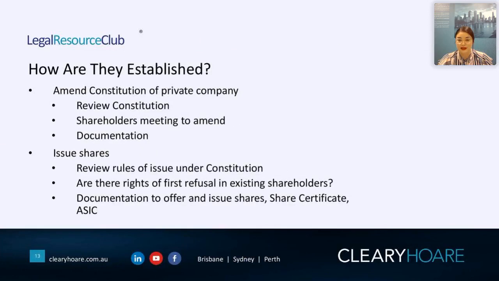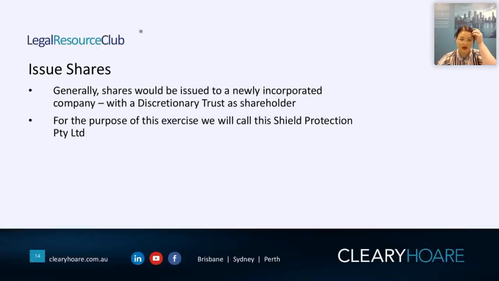So how are these shares established? Well, it starts off with a review of the Constitution and, if appropriate, amending the Constitution to issue these types of shares. Generally, you're going to need the shareholders' consent, so we always get that before we amend the Constitution. Secondly, after the Constitution has been amended, we'll look at issuing the new shares to the new company. So this new company would have a discretionary trust as its shareholder. And for the purposes of this webinar, we're going to call this new company the Shield Protection.